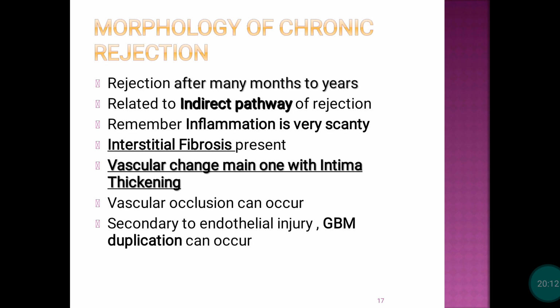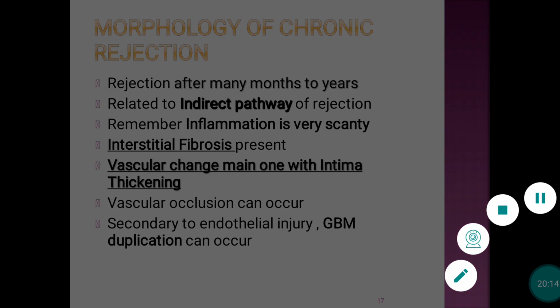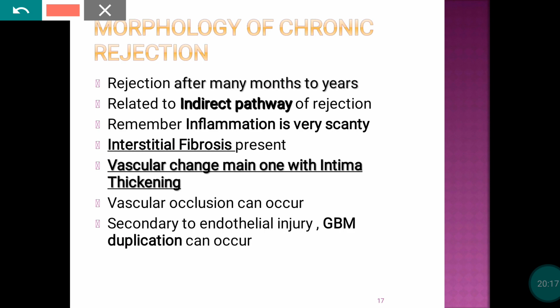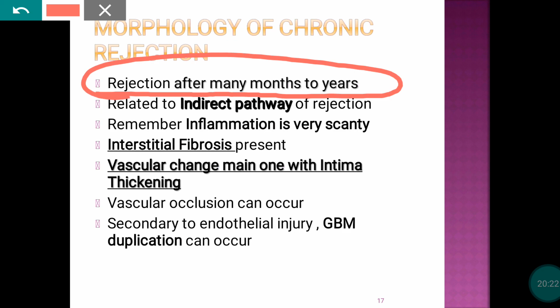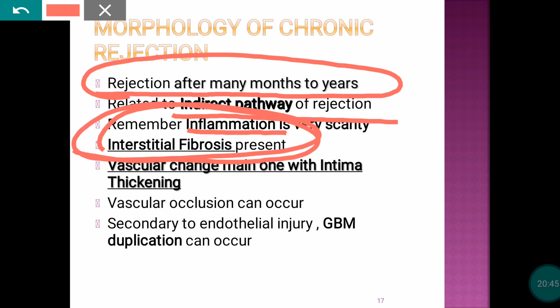Now morphology in the chronic rejection. In the chronic rejection, the transplant rejection will develop after many months to years, and it is related to the indirect pathway of the rejection. Now remember, this rejection develops after many months, so obviously your inflammation will have subsided or been removed by apoptosis. So there will be presence of only fibrosis. The predominant feature is interstitial fibrosis. Because of vascular change, you can see the intimal thickening as well.